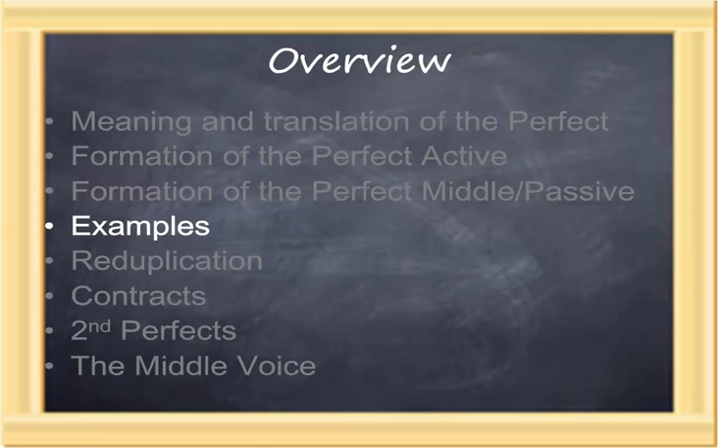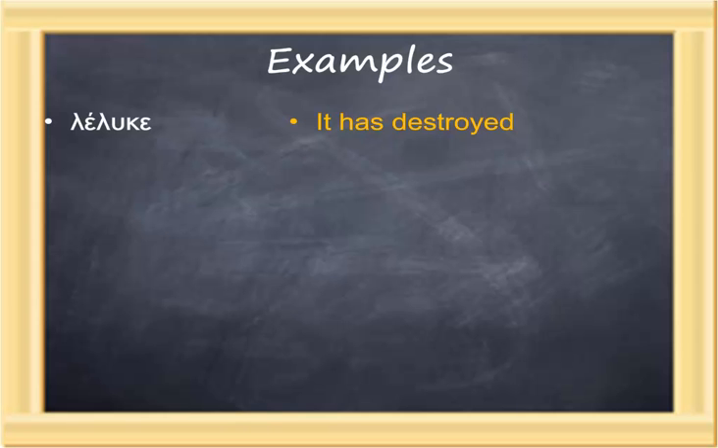Let's look at some examples of perfect active and middle passive forms with their translations. Lelike, third person singular. It has destroyed. It could also be he has destroyed or she has destroyed. Lelimetha, first person plural, perfect middle passive. We are destroyed if the emphasis is on we, or we have been destroyed, and if we have been destroyed, we still are.